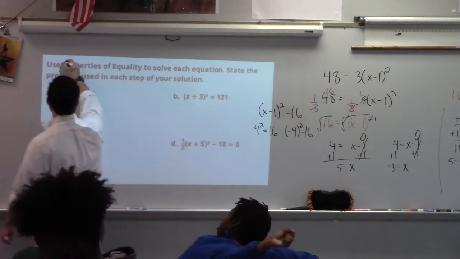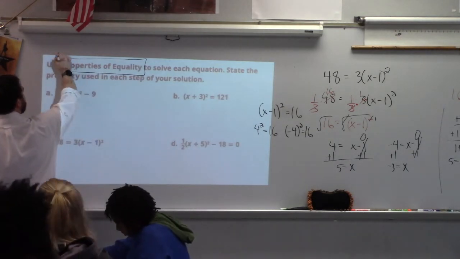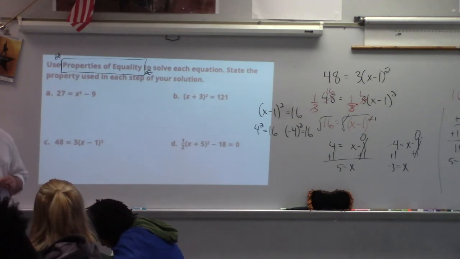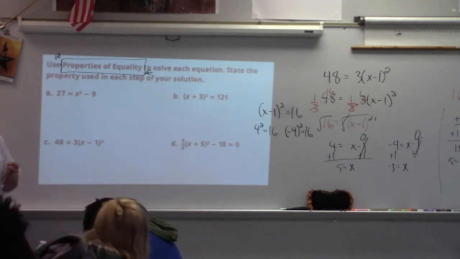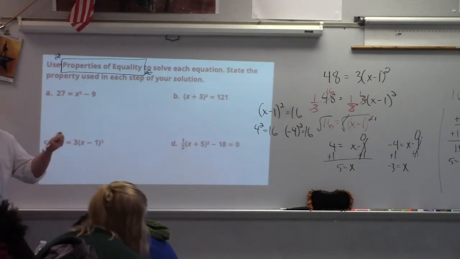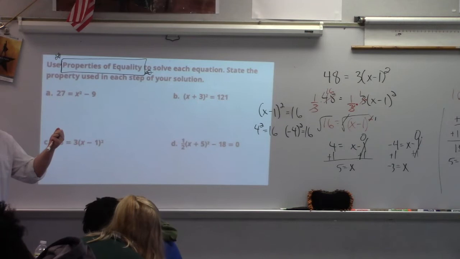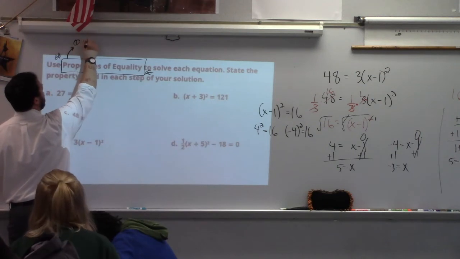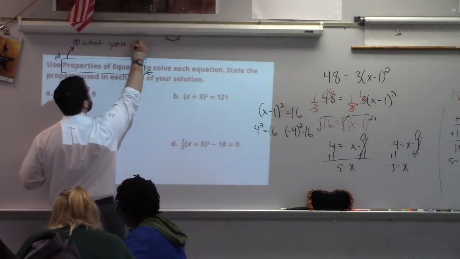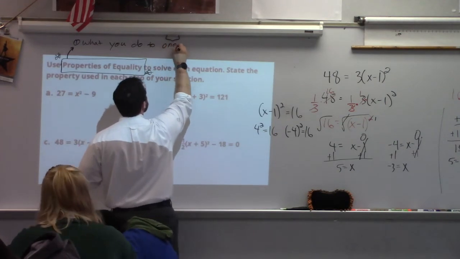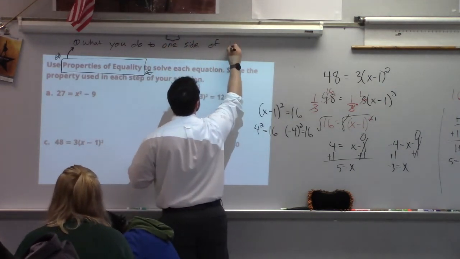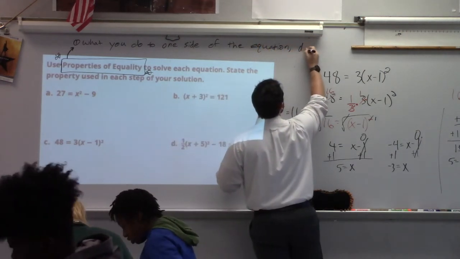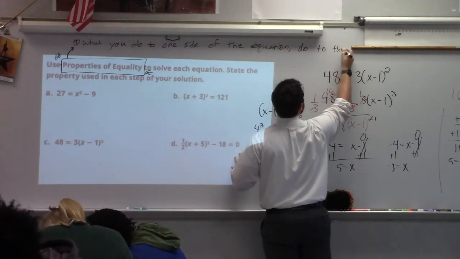You need to bold it, you need to box it, you need to put fireworks around it, I don't care. You need to pay attention to that idea of the properties of equality. The main thing to recognize about the properties of equality is what you do to one side of the equation, you gotta do to the other. Why is that? So I'm going to talk about two things with this. One, what you do to one side of the equation, you do to the other, and why is that?